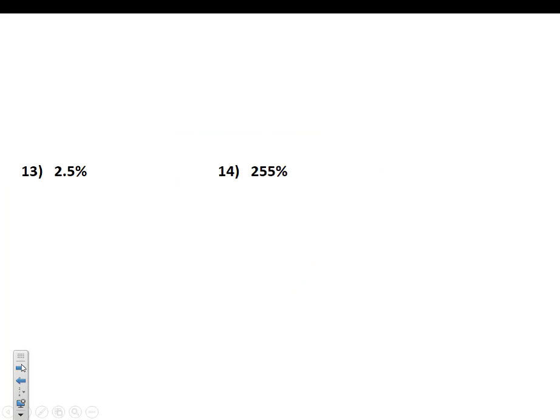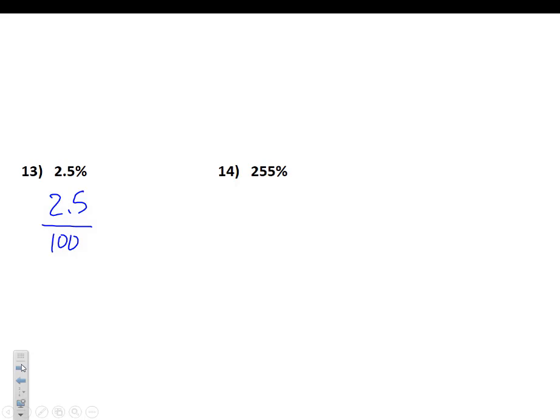So here we are in examples 13 and 14. We've got 2.5%. So ladies and gentlemen, 2.5%. I'm going to take that number, 2.5, drop the percent sign, and write it over 100. Now, this is a fraction, and fractions are very specific when we talk about the numerator and the denominator. If we're calling this a fraction and treating it as such, we cannot have decimals in our numerators or our denominators.